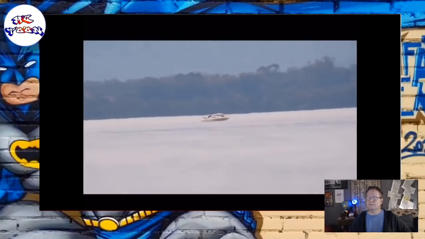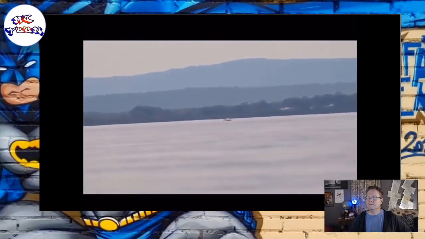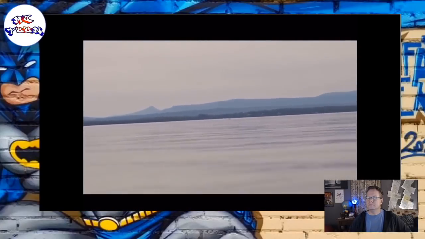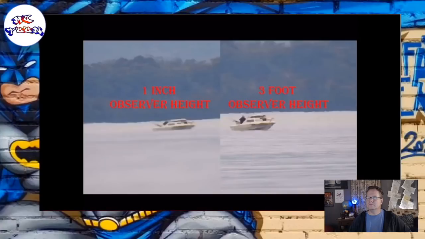And the horizon is still far in the background. Now comparing these two images, on the left, the observer height is 1 inch, and on the right, the observer height is 3 foot. And you can see clearly that the boat has started to disappear bottom up. Or has it? Has it actually started to disappear bottom up?